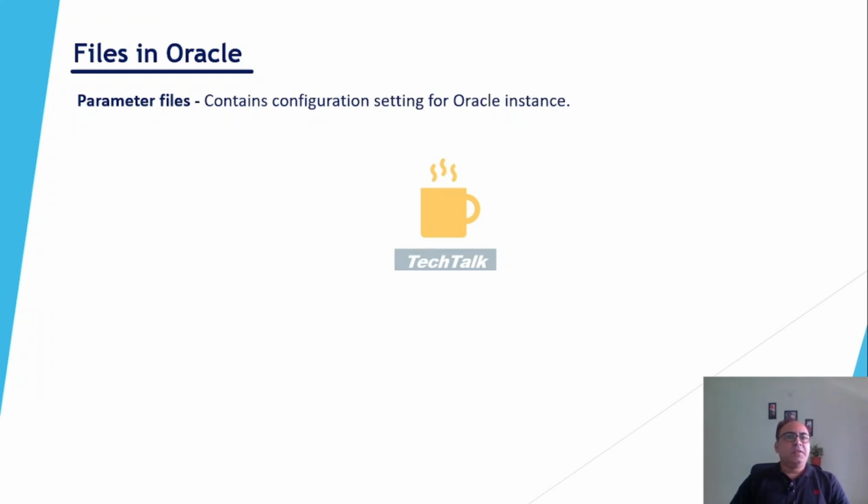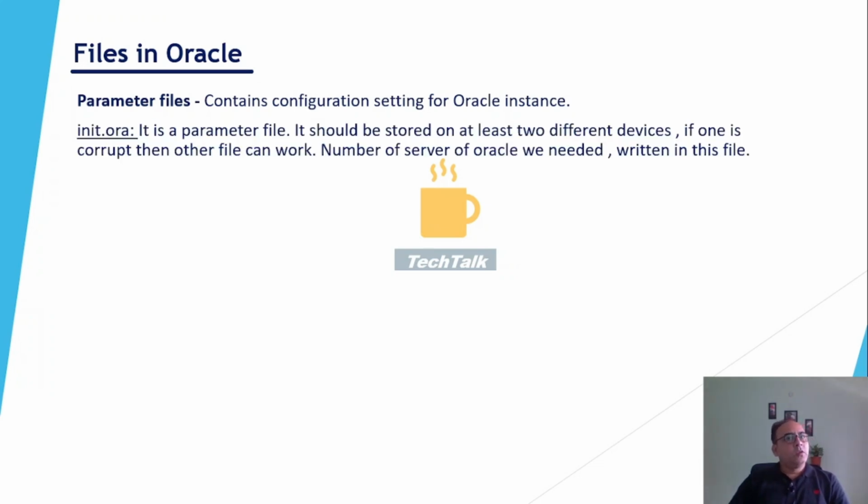These files basically contain configurations related to the Oracle instance. In this category, two major files are there. One is Init.Ora, which is one of the parameter files. It should be stored on at least two different devices, because if one is corrupt, the other can work. Information like the number of servers of Oracle we need is written in this particular file. So this is quite important in order to initialize the Oracle instance.